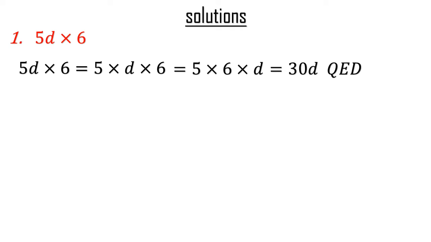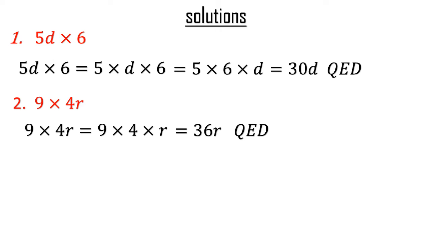This one is very simple. It is straightforward. We take our example 2, 9 times 4r. 9 times 4r is equal to 9 times 4 times r. We further simplify this: 9 times 4 times r is equal to 36r. Quite easily done.